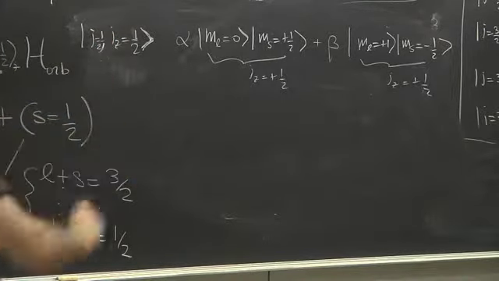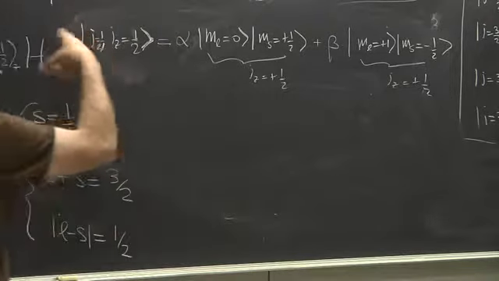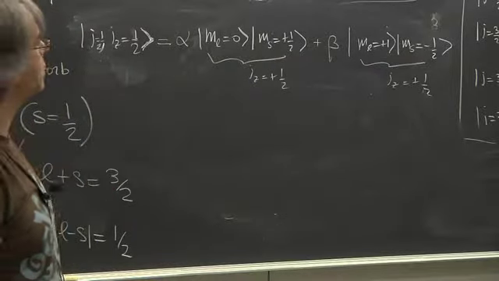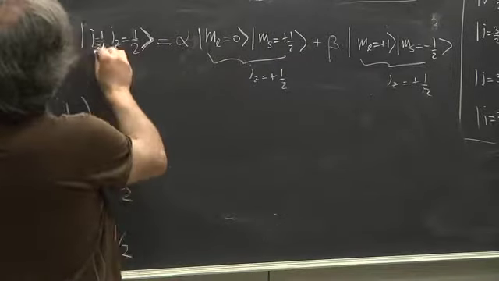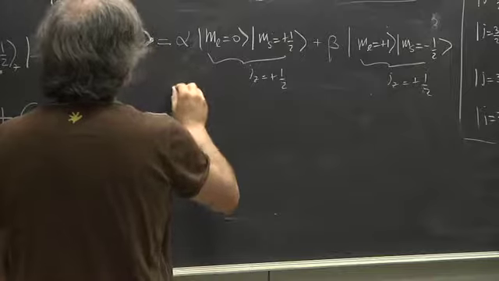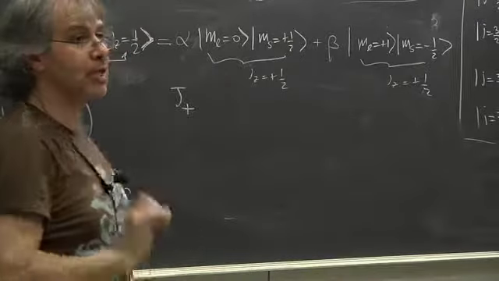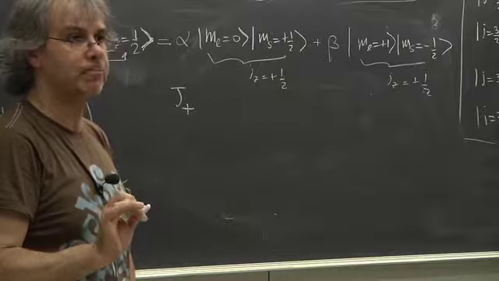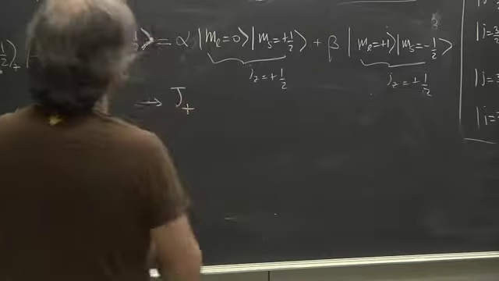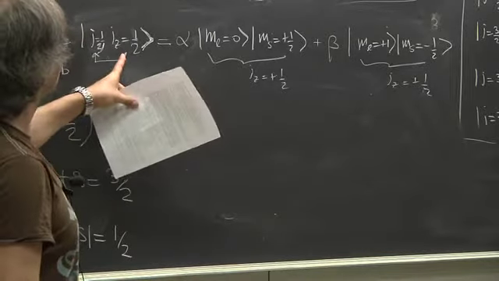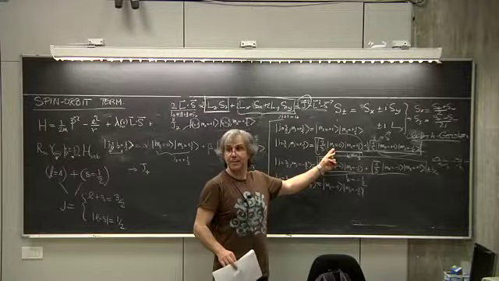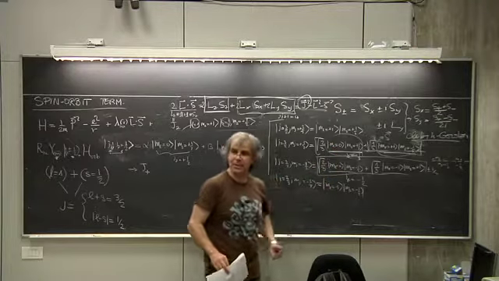Now, the goal is this. How do I form a state with J equal to 1/2 out of these two guys? Two possible strategies. The first is, if this must be the top state of a J equal to 1/2, it means that if I apply J plus to this guy, I should obtain 0. Is this clear? This is the first strategy. The second strategy is, if this is this state, then it should be orthogonal to this. In both ways, you get exactly the same prescription.